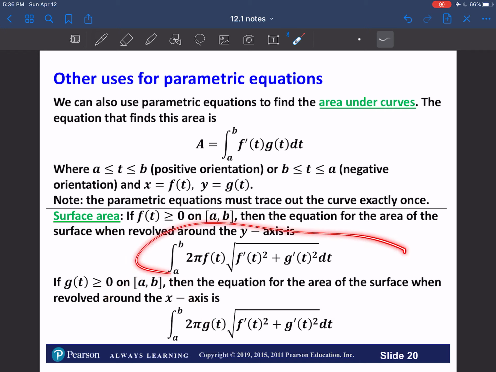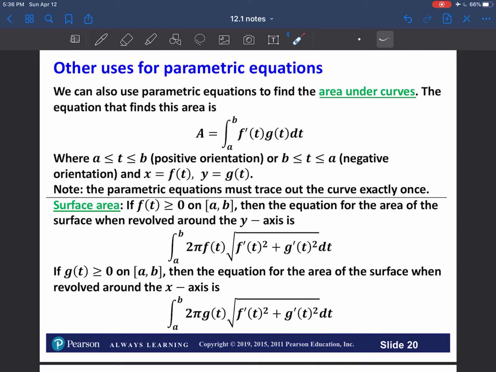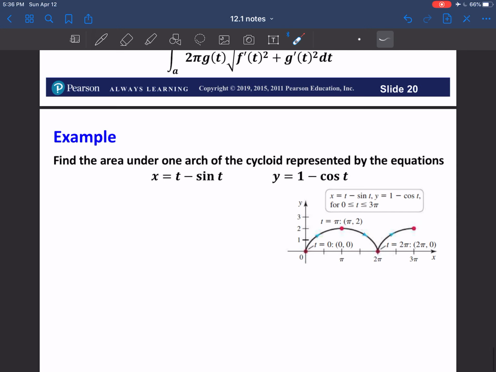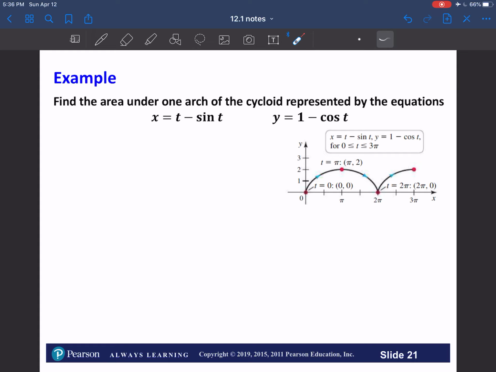All you have to do is plug in stuff into this equation. But I do want to do one example for this area function because it includes a particular curve that is interesting. And so in particular, we're going to consider the graph of a cycloid. So what we're going to do is find the area under one arch of the cycloid represented by these equations. A cycloid, by definition, is the curve that is generated by these equations.